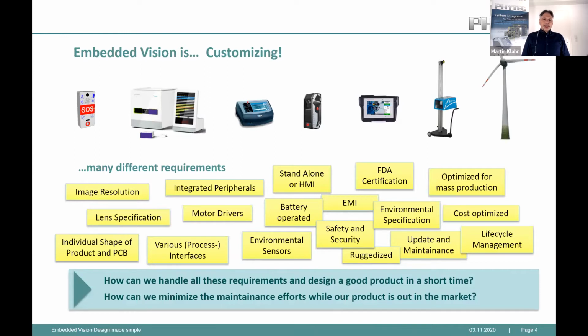So the challenges are, how can we handle all these requirements and design a good product in a short time? And in addition, how can we minimize the maintenance efforts while our product is out in the market? We have to think about lifecycle management when we have products out in the field. So in this presentation, I would like to show some products and services that Phytec offers to serve these requirements and to make the embedded vision design easier.